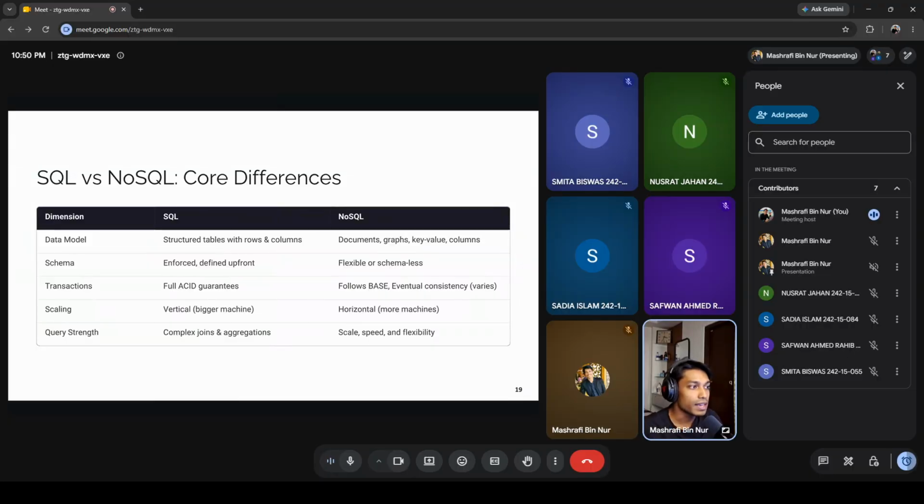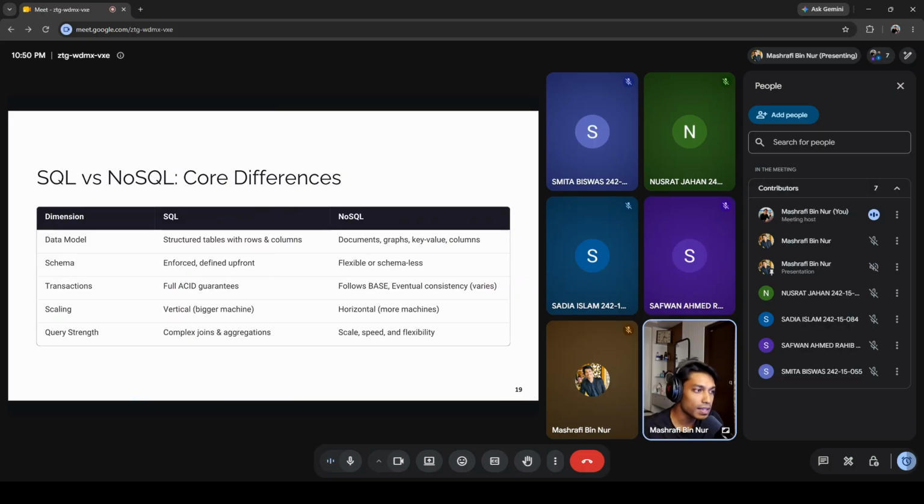The next is SQL versus NoSQL, the main differences that I'm going to talk about. The first one is the data model. It is structured tables with rows and columns for SQL. We have already done MySQL and we have seen we have to create a lot of tables with rows and columns. On the other hand, NoSQL does not have any tables, and that is why it is a non-relational database. It is document based, or graph based, or key value, or column based.